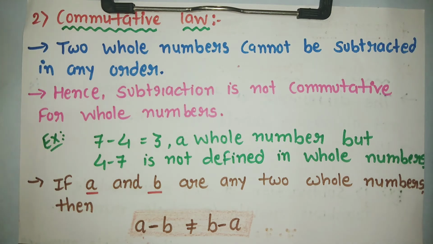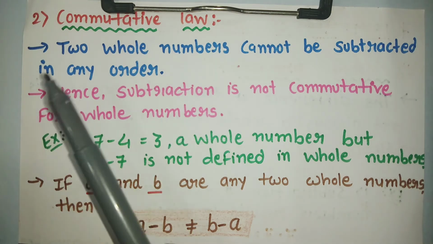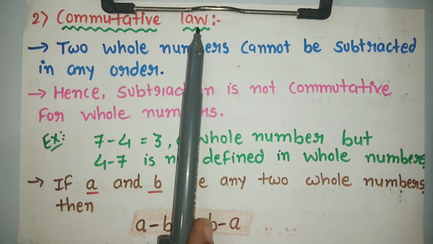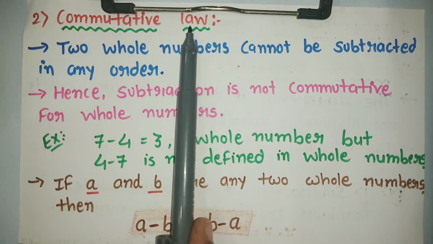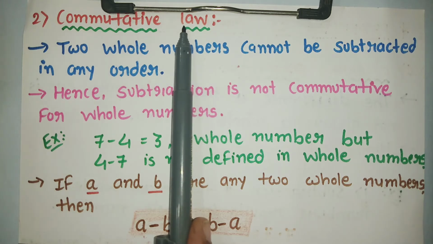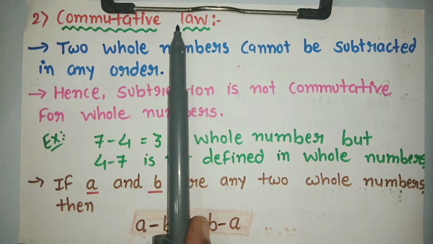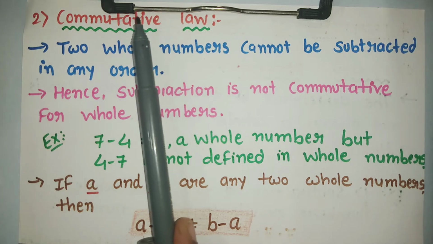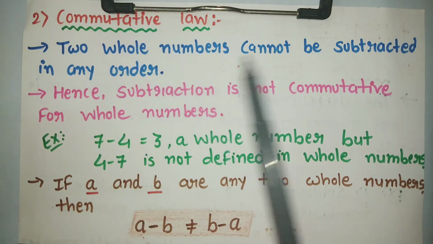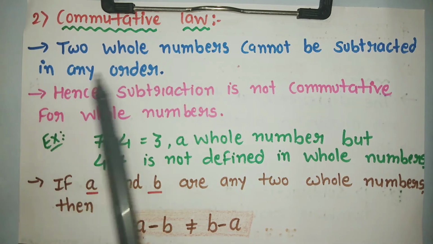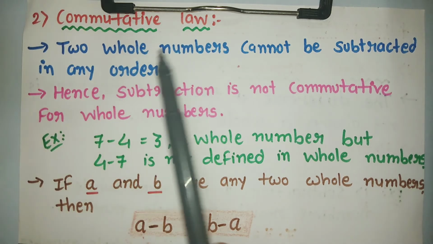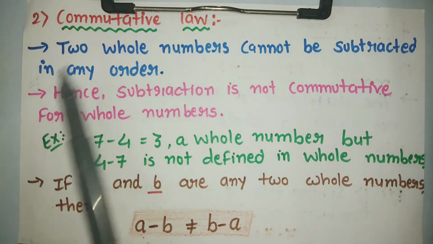The second property is the commutative law. As we have seen in addition, commutative means if I interchange the order of two numbers, the answer of the addition is the same. 5 plus 7 equals 7 plus 5. What about subtraction? Let's see. Two whole numbers cannot be subtracted in any order. Two whole numbers can be added in any order.